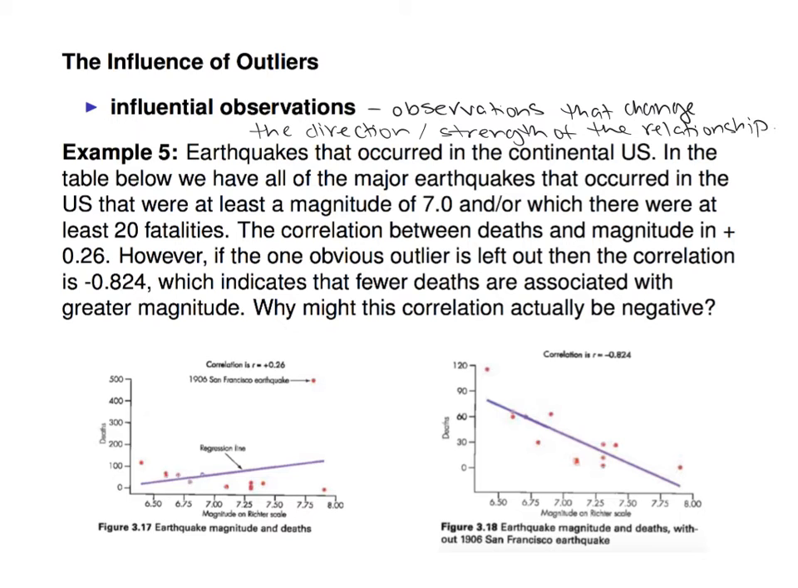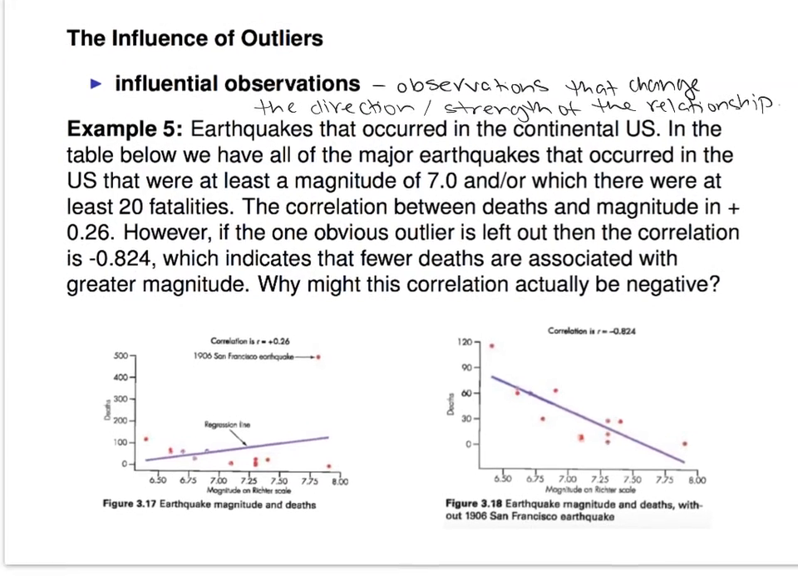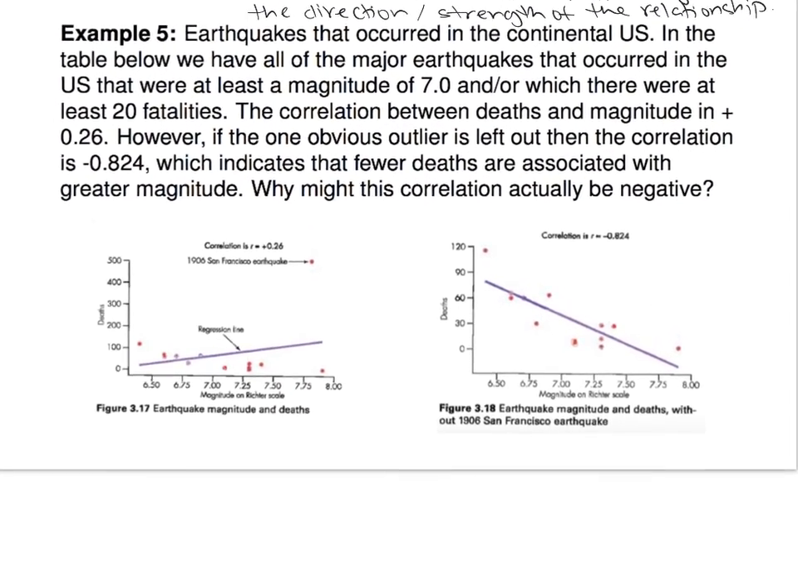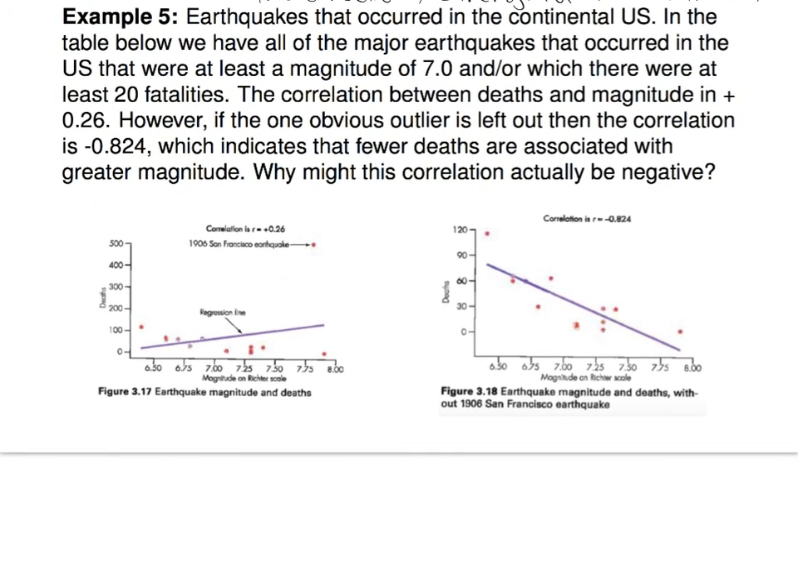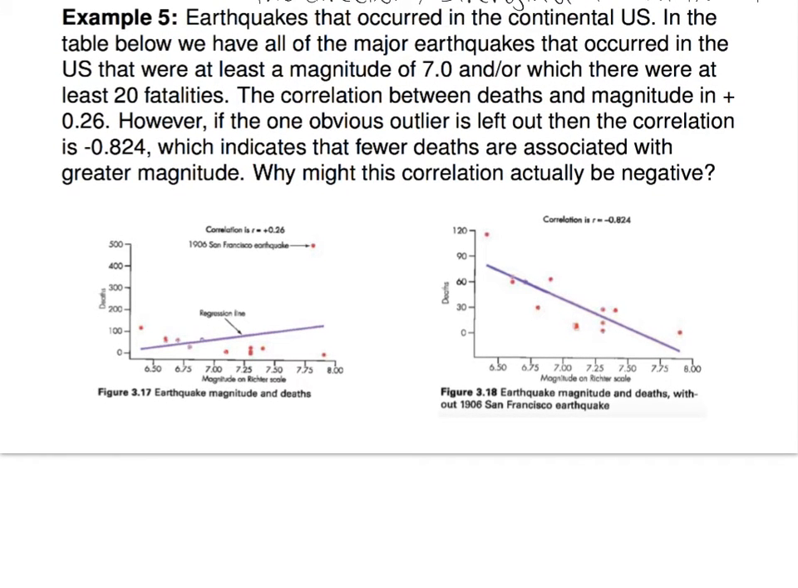Why might this correlation actually be negative? So first of all, the one that we threw out was the 1906 San Francisco earthquake. And you can see from the picture that there definitely is a downward trend among these points, but having this point up there pulls the regression line's slope to being a positive number. So this is the data with that point removed, zoomed in, and you can see there's definitely some kind of negative-ish pattern going on there.